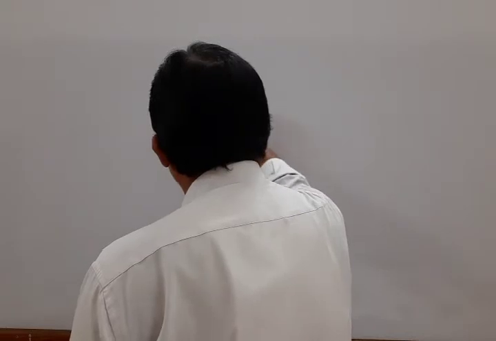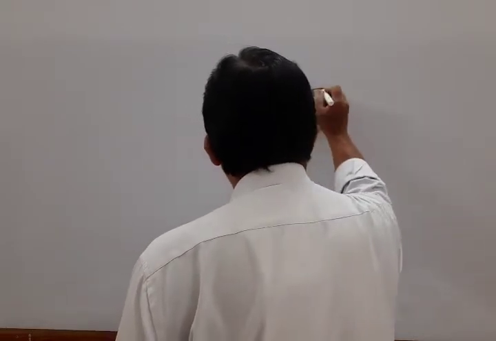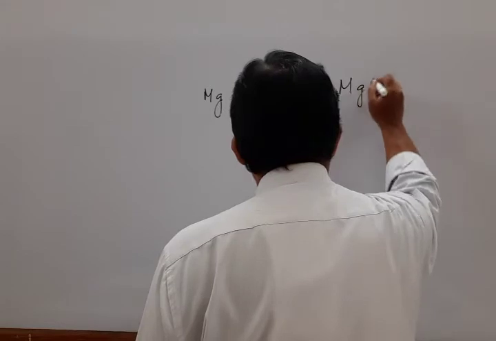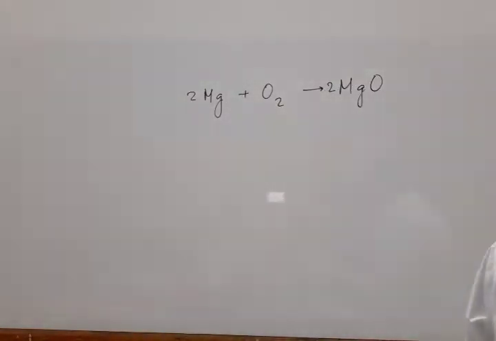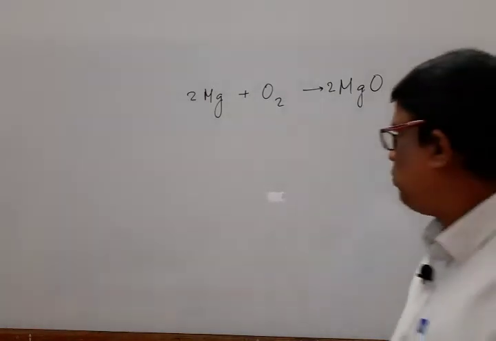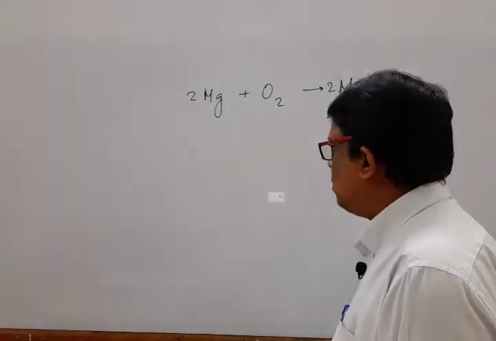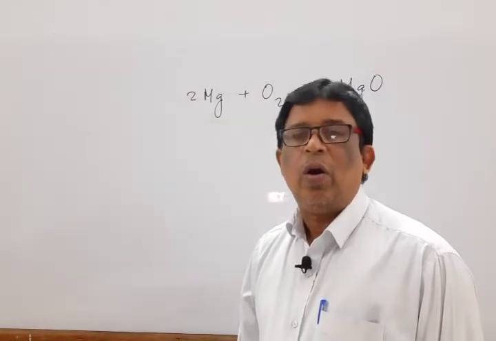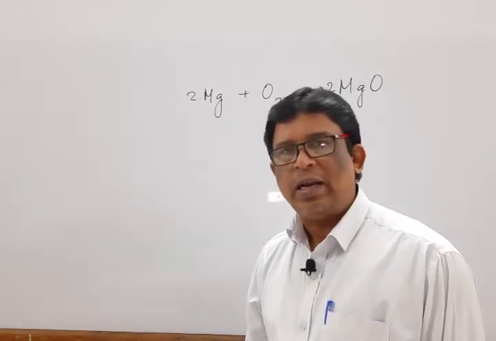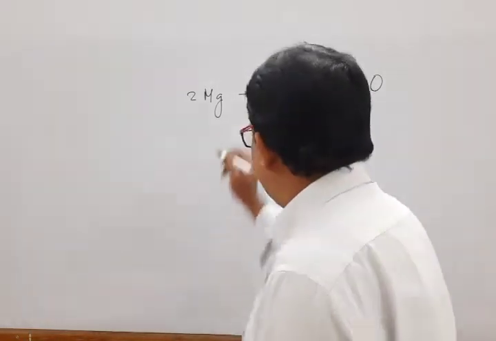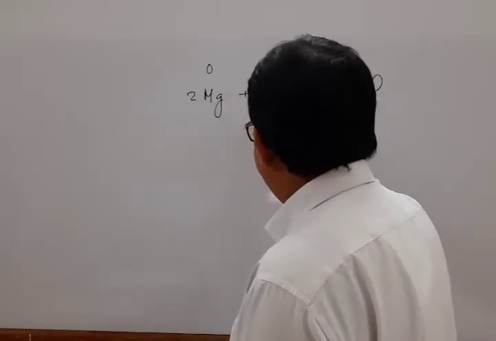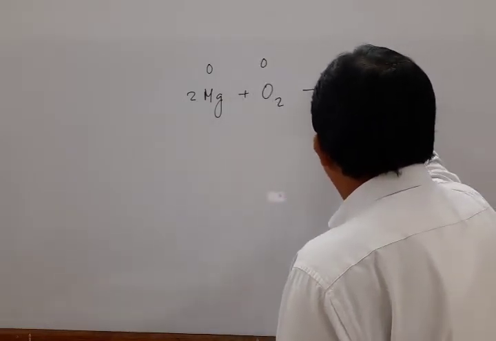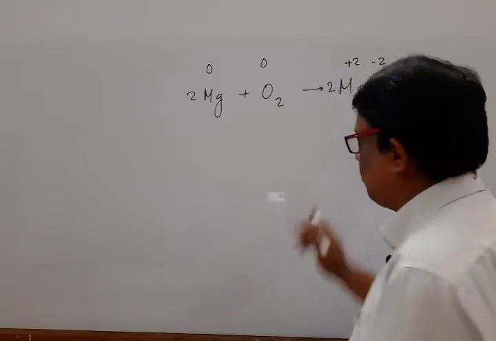Magnesium combines with oxygen, mark that. Magnesium combines with oxygen to form magnesium oxide. So write down the oxidation number of each one above its symbol. As it is the elemental state, its oxidation state is 0. As also elemental state, oxidation state 0. It is +2, it is -2.